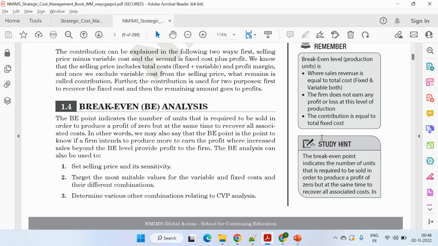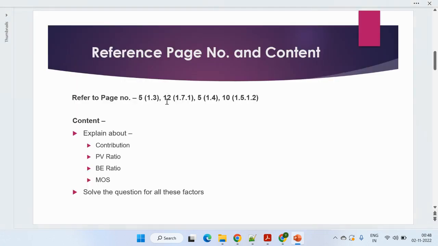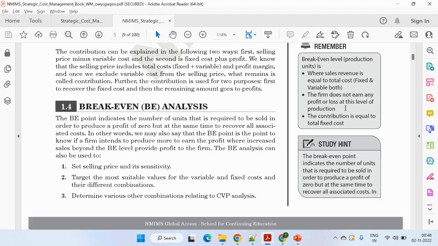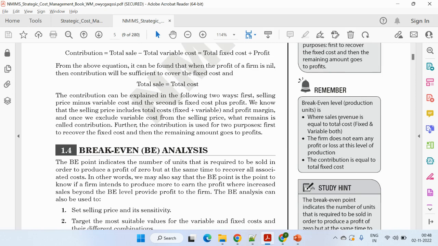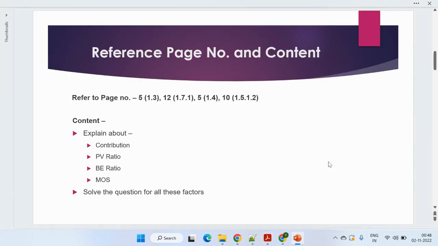So moving to the next question, next part. If you still have doubts, you can just refer to this point where sales is equal to the total cost. The firm does not have any profit at this level. The contribution is equal to the total fixed cost, right? After that, it will start increasing the values, right?